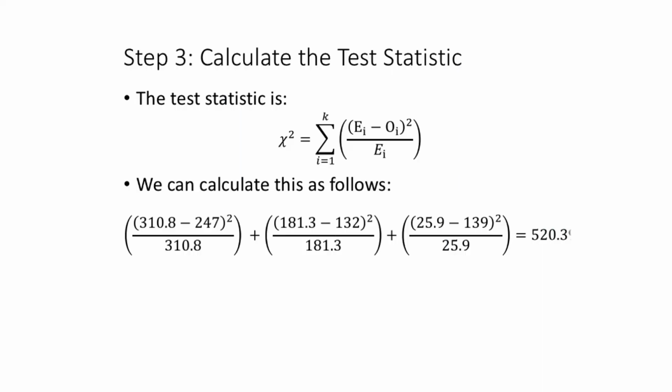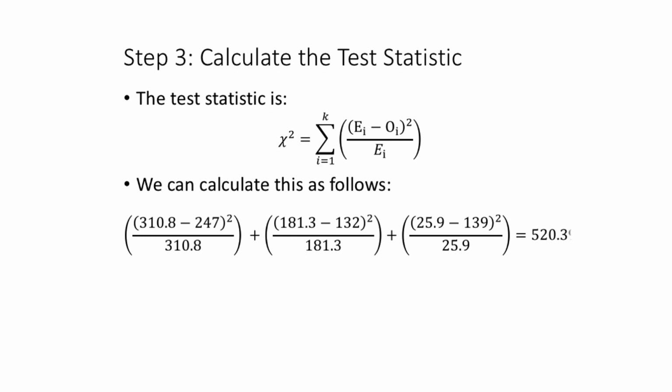Right? We have 3 different terms. That's because we have 3 different categories. We have K equals 3. So for i equals 1, we have these expected and observed counts. We take 310.8 minus 247, square that, and divide by the expected cell counts for that first category.